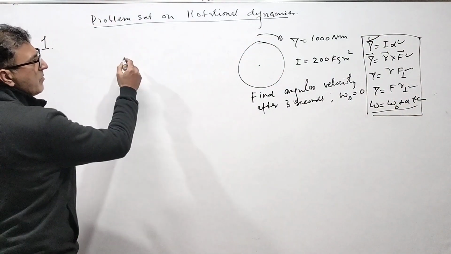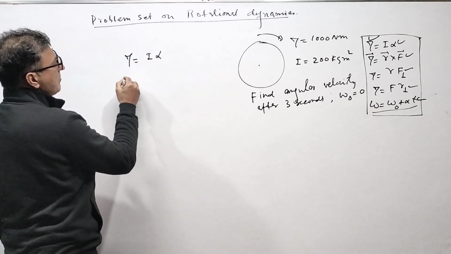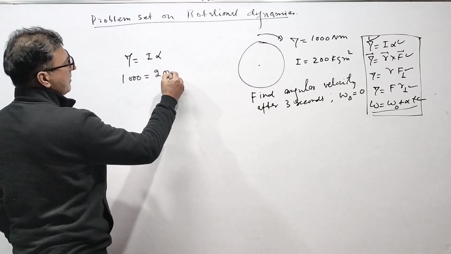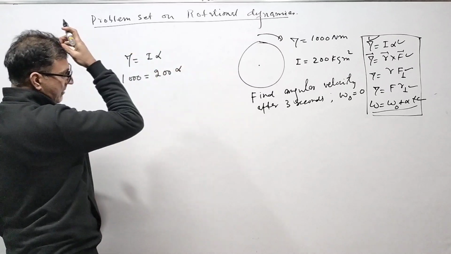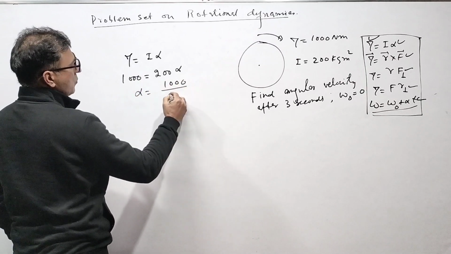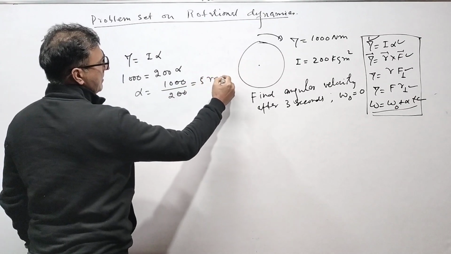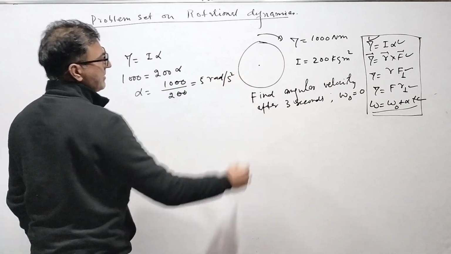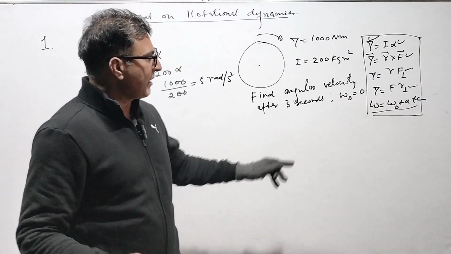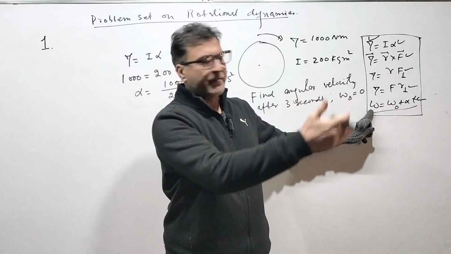Right? So we know torque is equal to I alpha. Now torque is given to be 1000, is equal to I, that is 200, into alpha. What is alpha? That is 1000 by 200. It is 5 radians per second square. This is alpha, the angular acceleration. When there is angular acceleration, certainly the angular velocity has to change. It will be increasing with time.